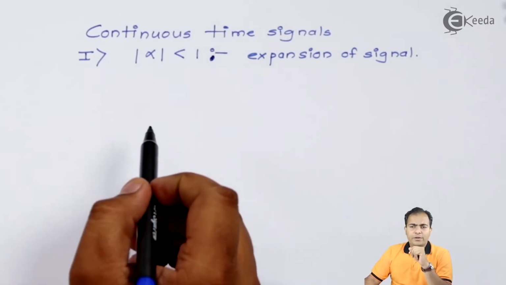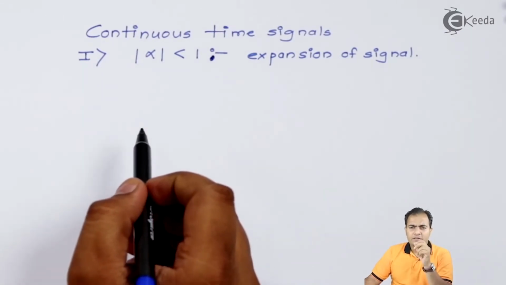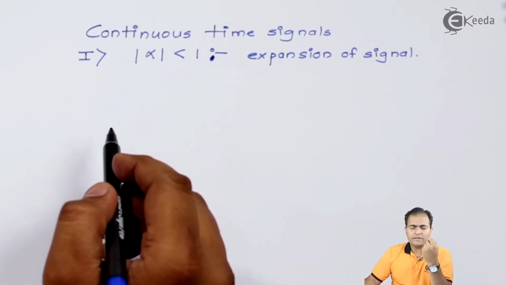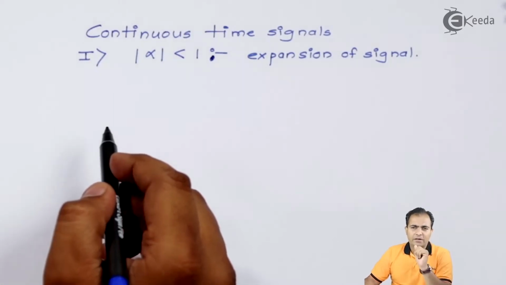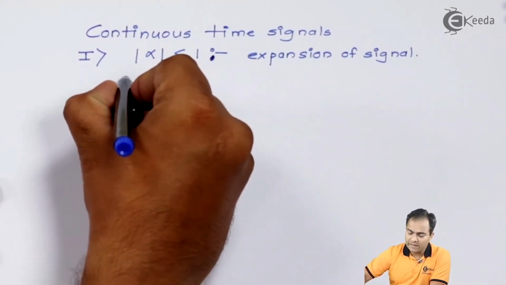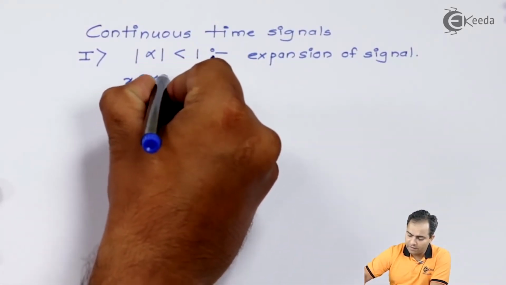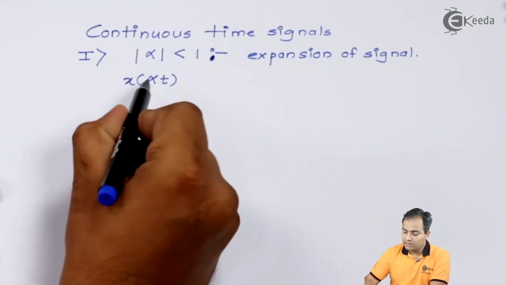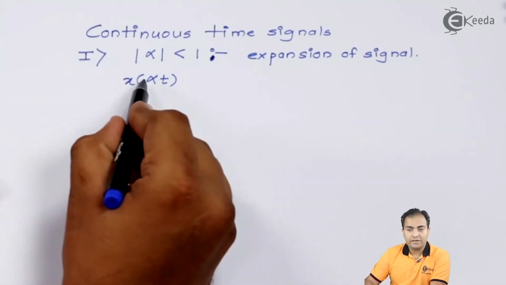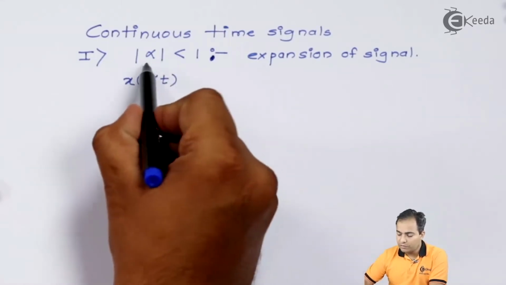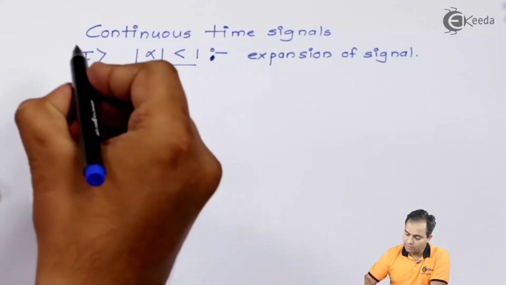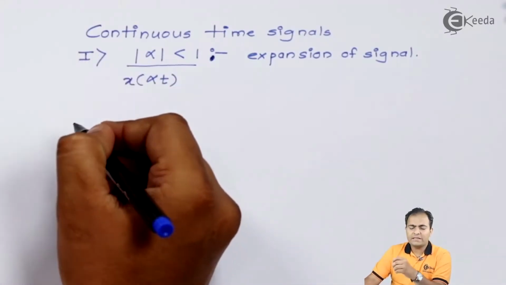Basically, how are you going to write this compression and expansion value with a function? This alpha value always comes with t, that is the time axis. So it is basically represented like x of alpha into t. This alpha can have negative or positive values, and may be greater than 1 or less than 1. Right now, what we are going to choose is mod of alpha less than 1. So we'll choose, let's say, 0.5.